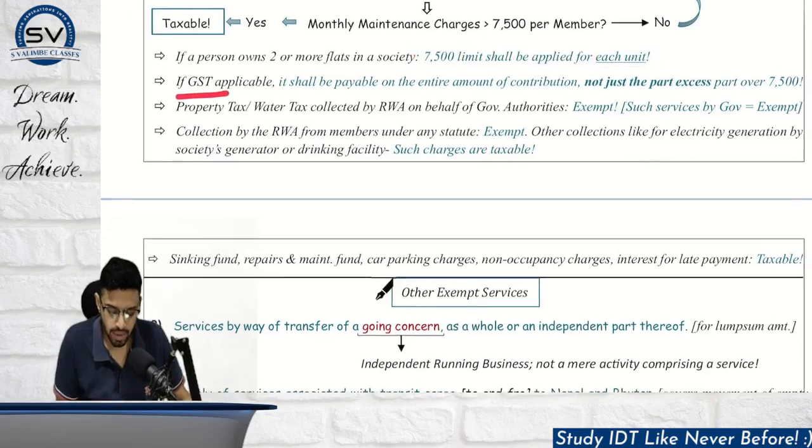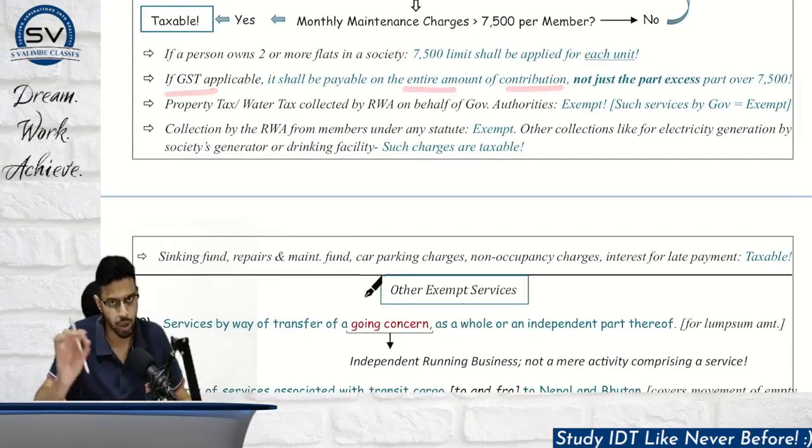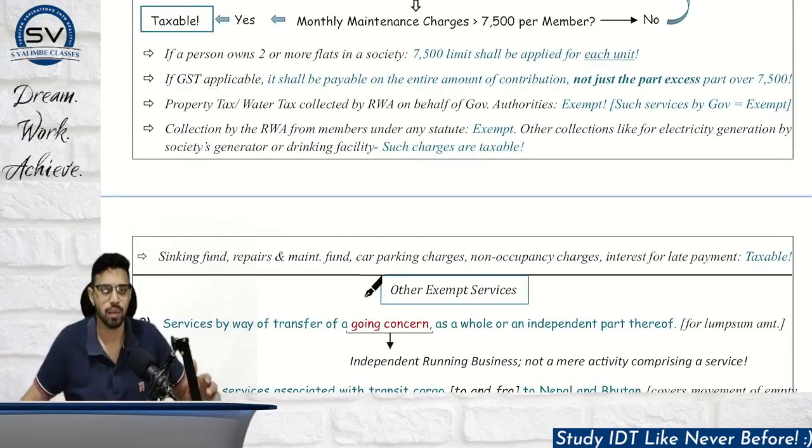If GST is applicable, it shall be payable on the entire amount of contribution, not just the excess part. For example, the total is more than 20 lakh and individual contribution is 8,000. GST is applicable on 8,000, not 500.